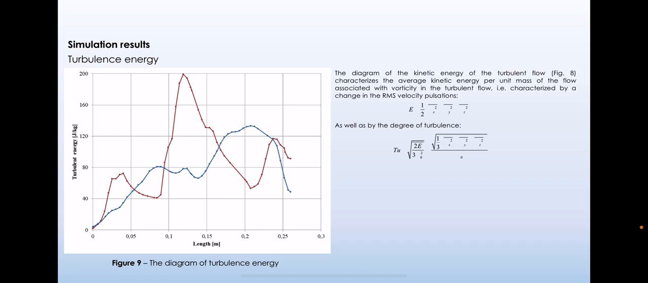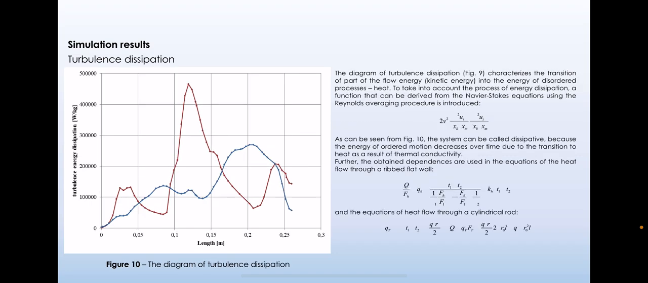Here you can see the diagram of turbulence energy. Average kinetic energy per unit mass of the flow associated with vorticity in the turbulent flow, characterized by a change in the RMS velocity pulsations, as well as by the degree of turbulence. Here you can see the diagram of turbulence dissipation.